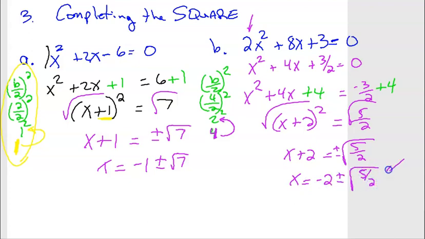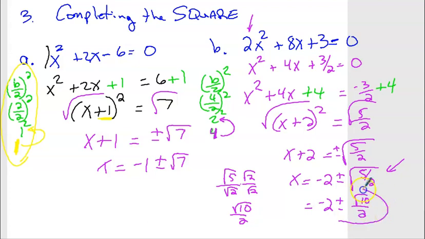And again, getting this far is going to give you most of the credit, like most of it. But again, the square root of 5/2 is really this. And then you're going to multiply it by square root of 2 over square root of 2. And that's going to give us the square root of 10 over 2. So negative 2 plus or minus the square root of 10 over 2 is your final answer.